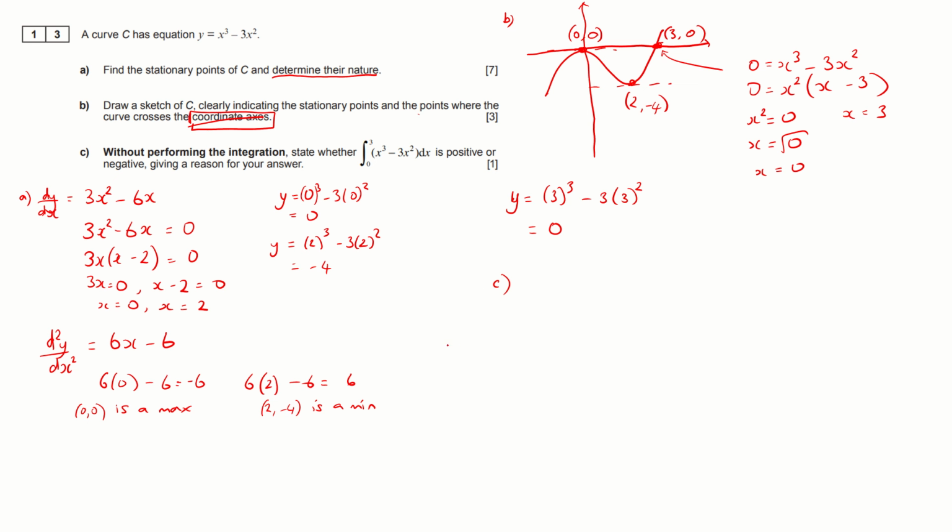On to part C. Without performing the integration, state whether the integral between 0 and 3 of the curve is positive or negative, giving a reason for your answer. Now, there's the important point: between 0 and 3. I'm going to shade on the graph the area that it is talking about. It's this area here, underneath the curve, underneath the x-axis. Therefore, it's negative. So the answer is negative. And then you can say something like area underneath x-axis, or something equally valid.